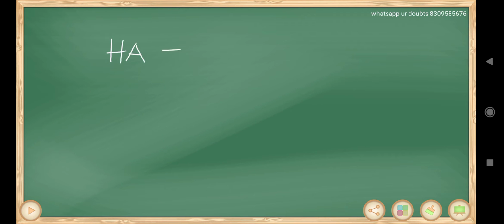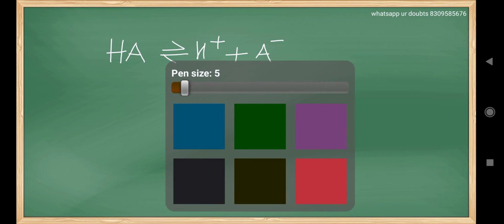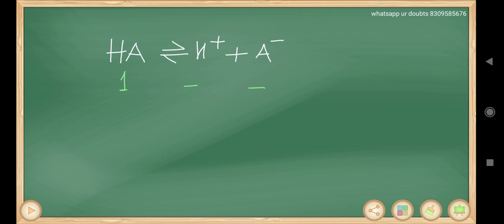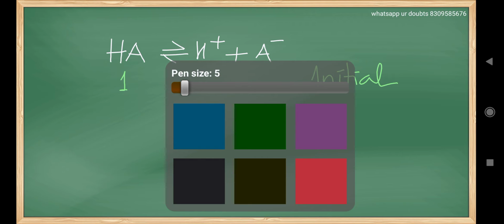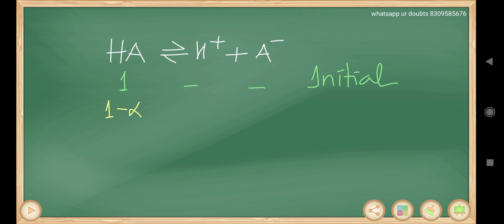HA is giving you H plus ions and A minus ions. So what can we write here? Let's take 1 mole as the initial concentration. If it is 1 mole, at equilibrium it will become 1 minus alpha, this will become alpha and this will become alpha. HA is 1 minus alpha, H plus is alpha and A minus is also alpha. If you want to calculate exactly, just multiply with the C term. C is concentration, so that will become C into 1 minus alpha, C alpha and C alpha. These are the concentrations now at equilibrium.